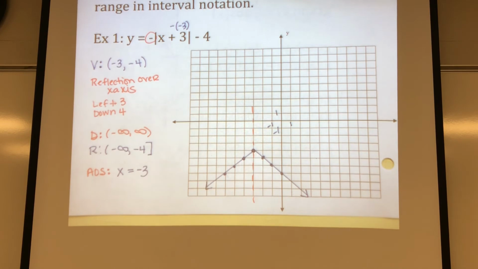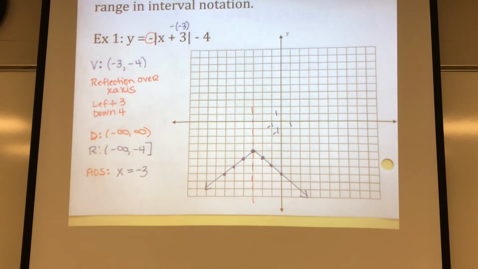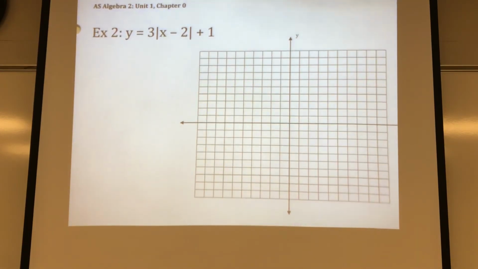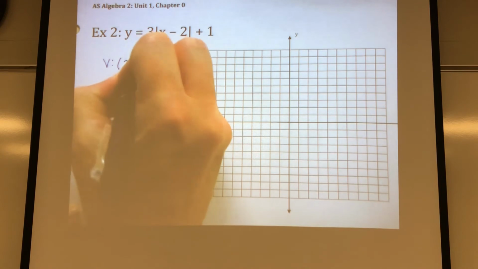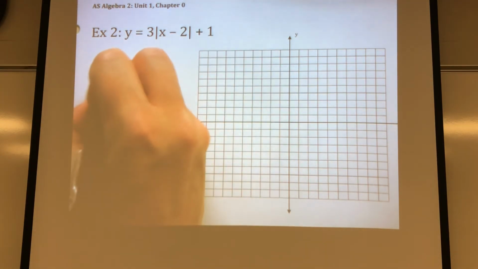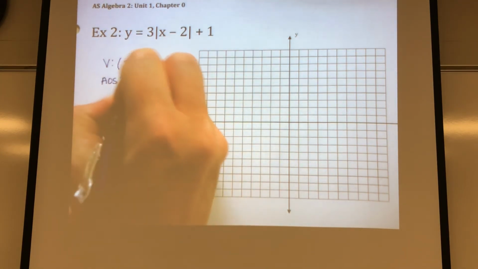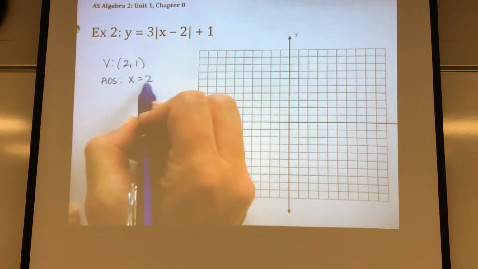All right, we have one more graph to go. I want you to take a look at it, try it, see if you can do everything that we just did here. And then after you get all of that information, come back and check and see if you got it all correct. So hit pause, try it, and then come back. All right, hopefully you came up with 2, 1 for your vertex. An axis of symmetry would be x equals 2, because it's always x equals the x coordinate of your vertex.